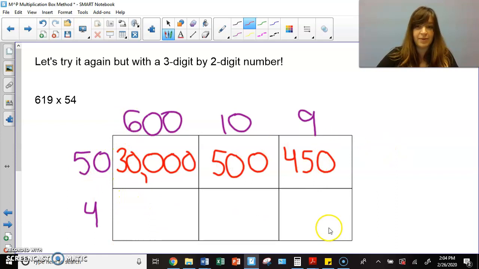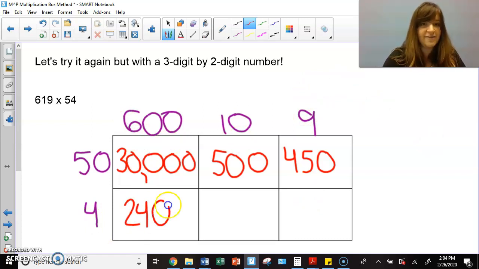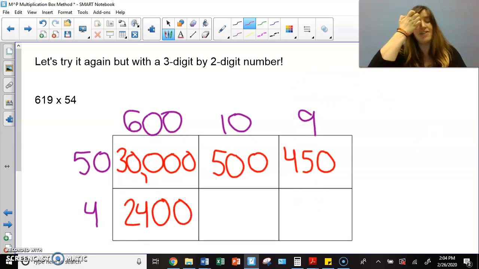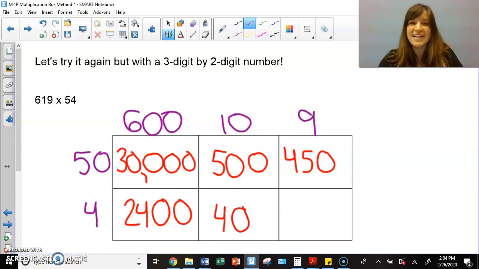Let's drop down to my bottom row. So this time I'm multiplying the 4 in this row, and I'm multiplying it by each number that comes directly above the box. So 4 times 6 is 24. And then I have 2 zeros in my 600. I don't have any in my 4. Then over here, I have 4 times 1, which is 4. And then I put the 0 after because 4 times 10 is 40.